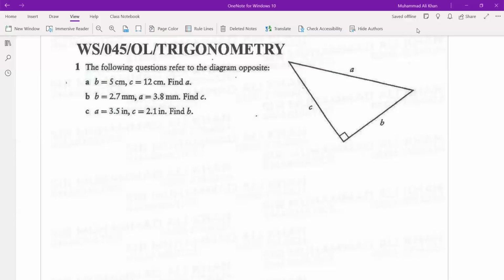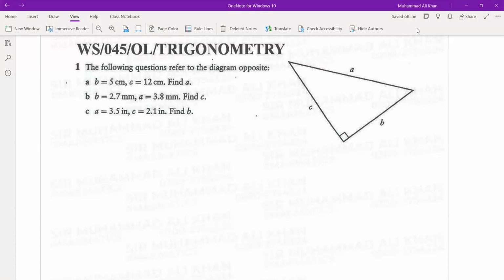Yes, students, today we are starting the topic of trigonometry. What is trigonometry? Trigonometry is a combination of three Latin words: tri means three, gono means corners, metry means calculation. Calculation of three corners is called trigonometry, right?